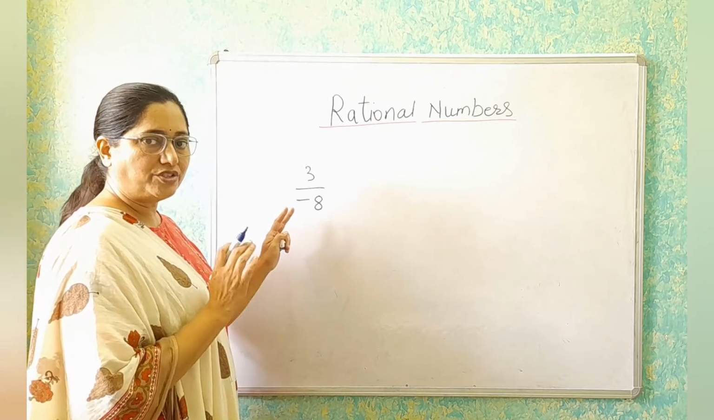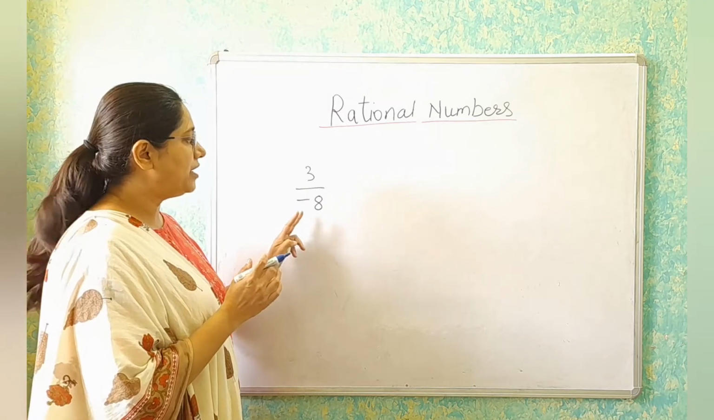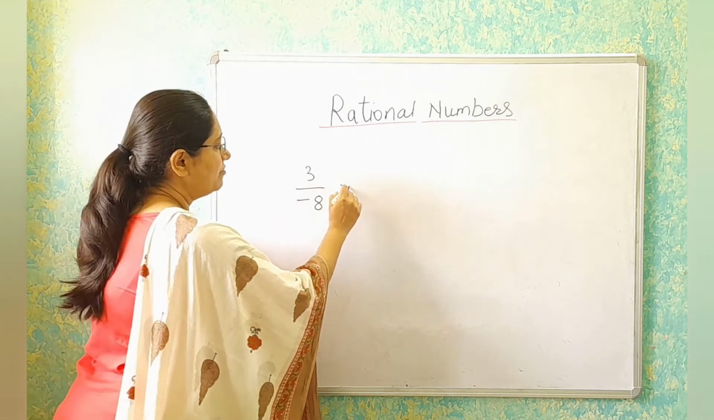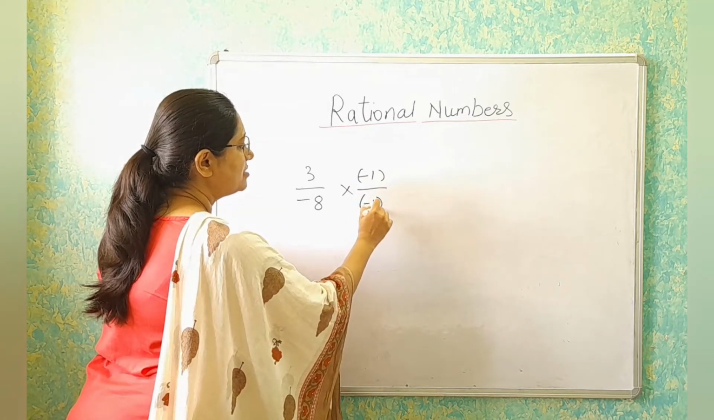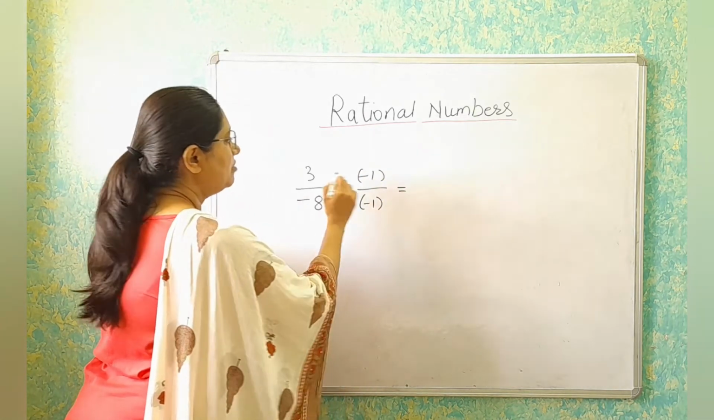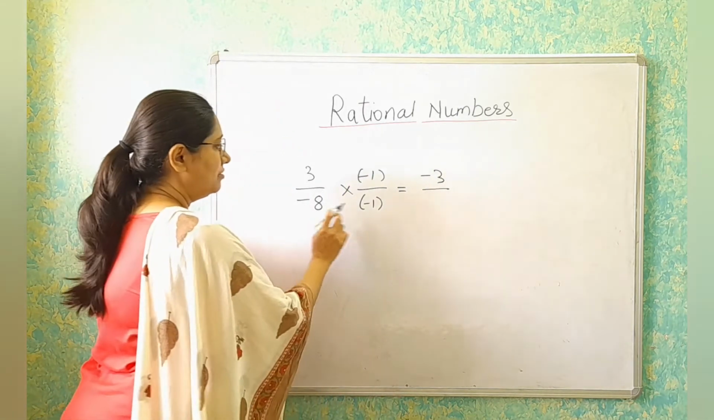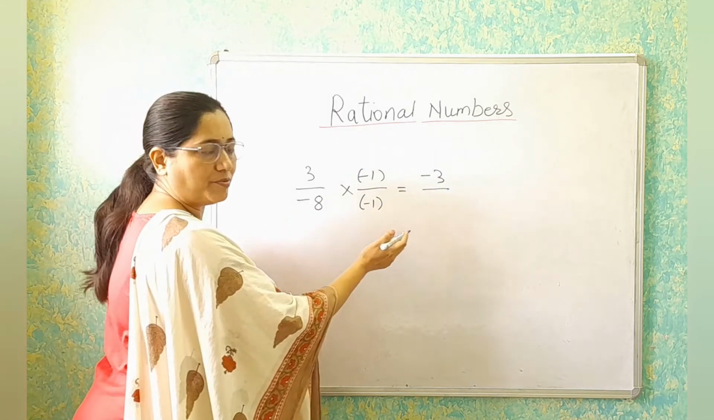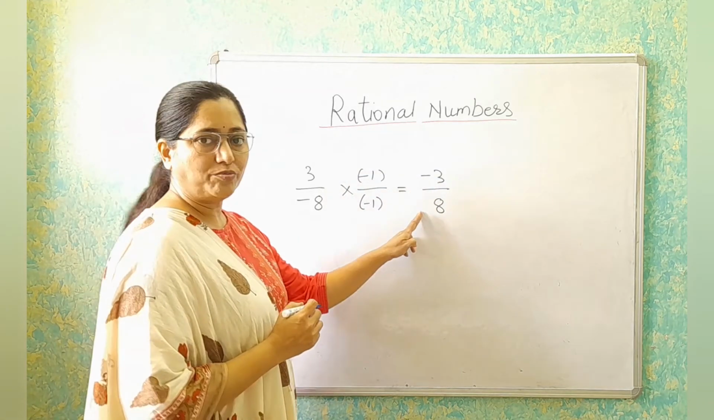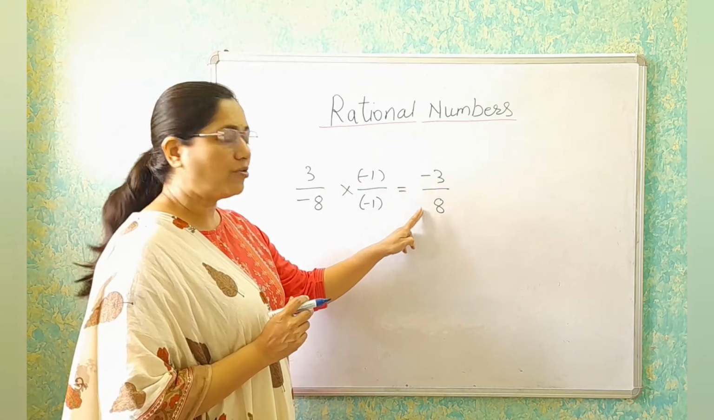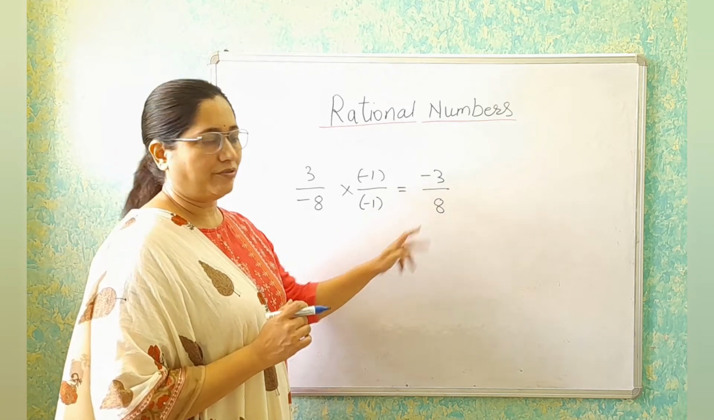Whenever you have to change the negative sign of the numerator or denominator, we have to multiply by minus 1. So I will multiply 3 by minus 1 and minus 8 by minus 1. So 3 multiplied by minus 1 will be minus 3, and the multiplication of two negative signs will be positive, so it will be positive. Now it can be said to be in standard form because there is no common divisor other than 1 and the denominator is not negative.